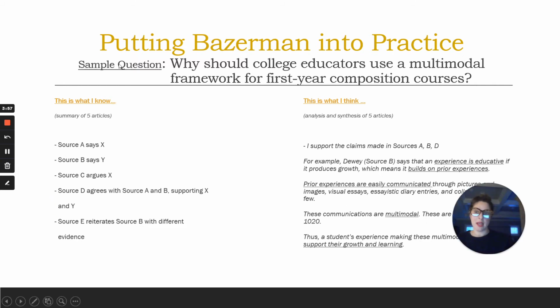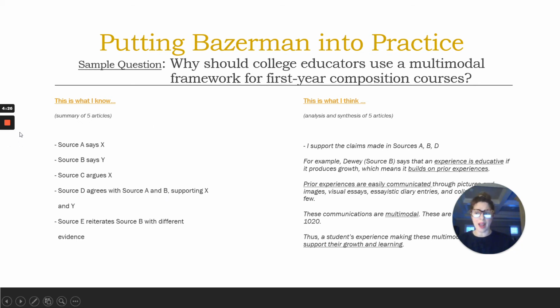So putting this into practice, I have given you a sample research question based on my own scholarship. And I have asked, why should college educators use a multimodal framework for first-year composition courses? I've broken out here to the left. This is what I know based on my articles, and I've just given a very generic outline. Source A says this, source B says that, source C argues with source A. And so on and so forth.